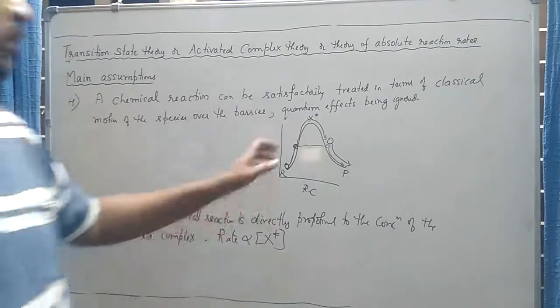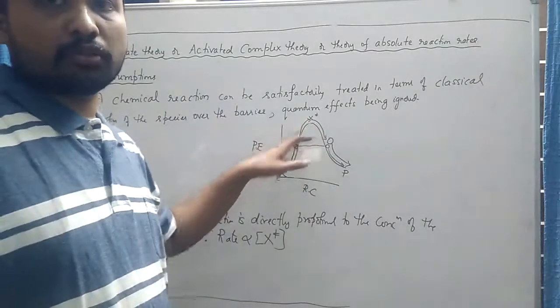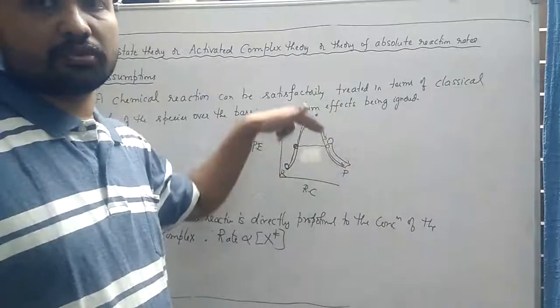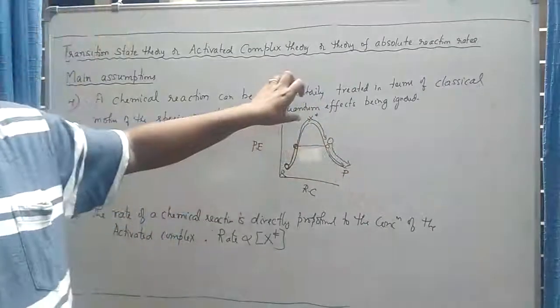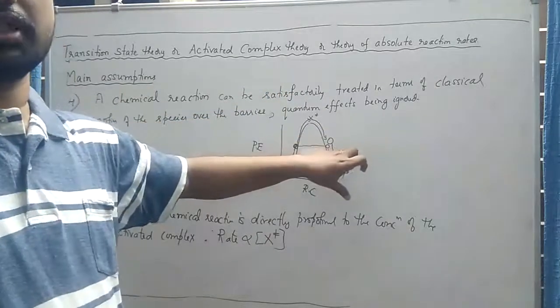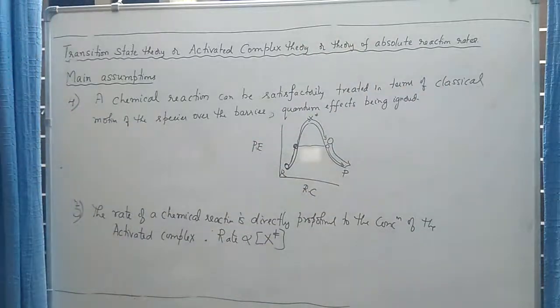Why? Because once the activated complex is formed, it cannot roll back to form the reactant again. There is only one way, which is to move in the forward direction, to roll down and form the product. So the greater the concentration of activated complex formed, the greater the concentration of product formed, which implies a greater rate of the chemical reaction. So the rate is directly proportional to the concentration of the activated complex. Finding the concentration of the activated complex is a very important exercise in transition state theory. How to calculate it, and the exact meaning of these assumptions, we will study in the next class.